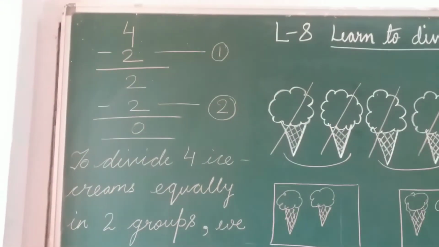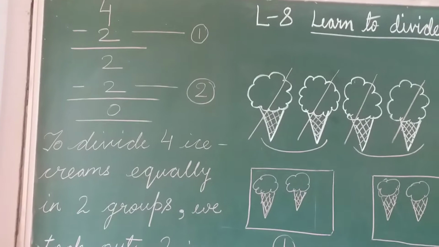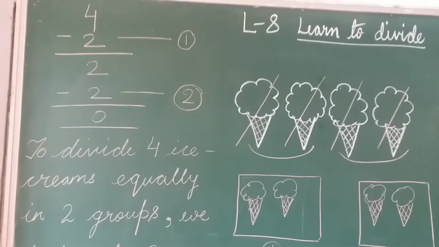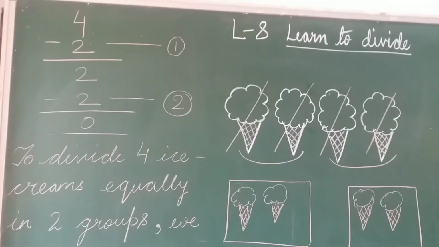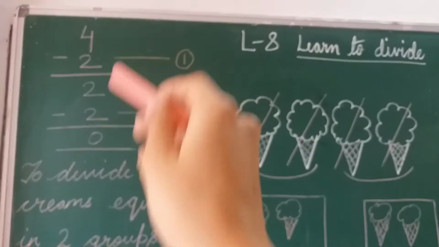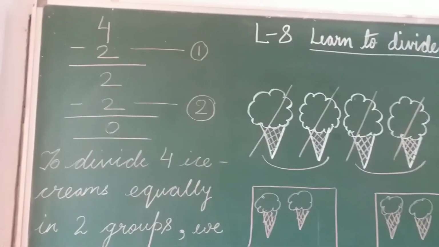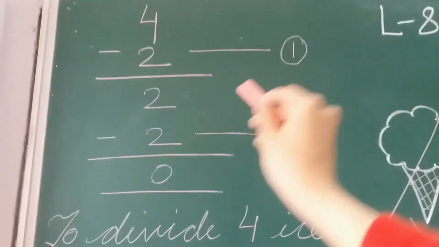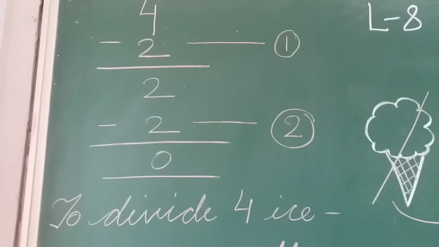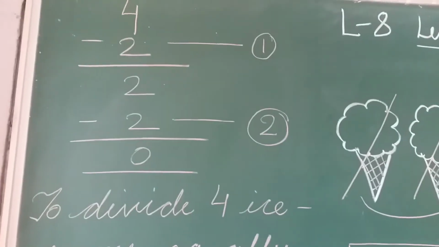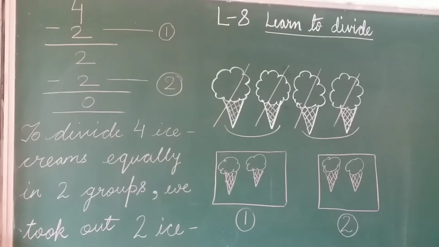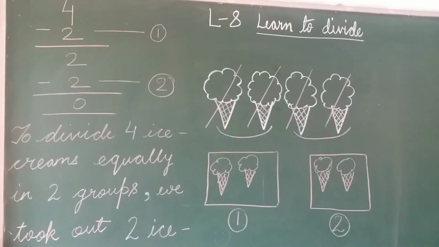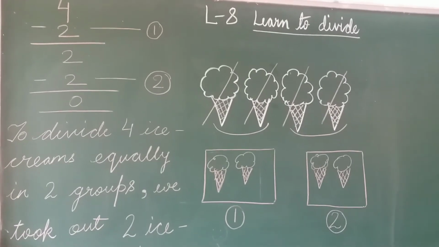Okay, so what do you understand by this? You understand that division is actually repeated subtraction. See, in the first time we subtracted 2. In the second time again we subtracted 2. Yes? Now let me show you one more example to understand more nicely.